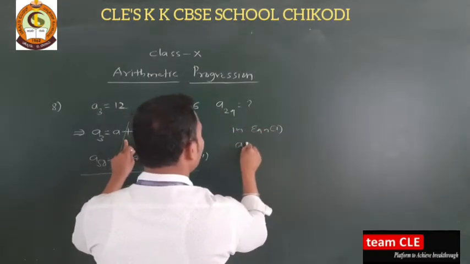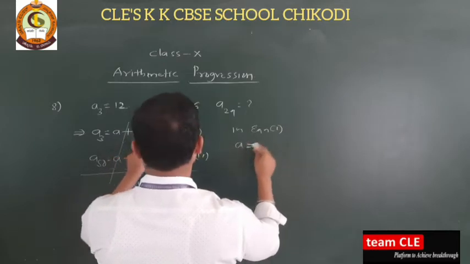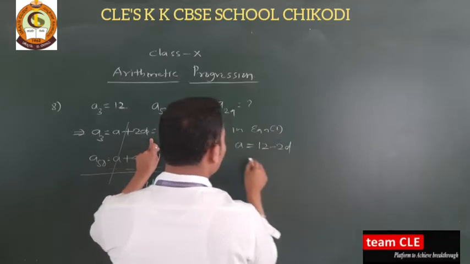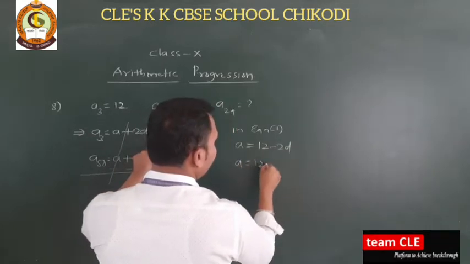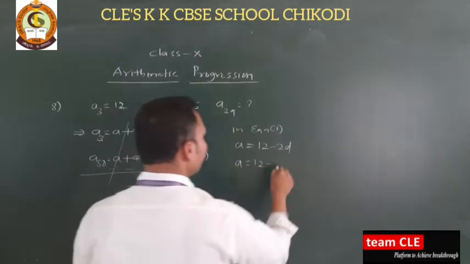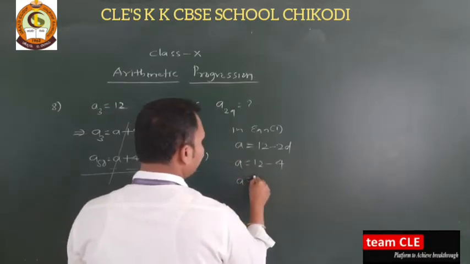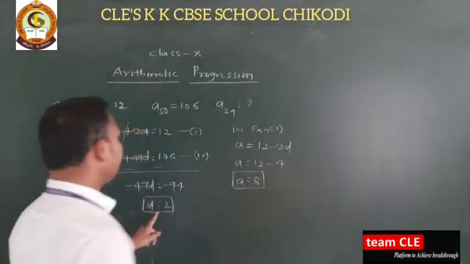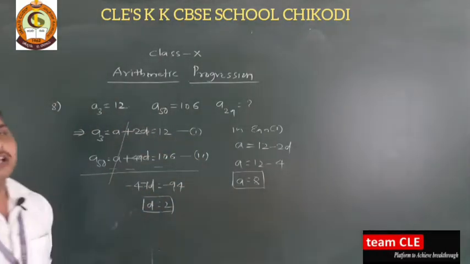So A is equal to 12 minus 2 into D, which is 12 minus 2 into 2. Now A is equal to 8. So now you have D and A. We need to find A29.